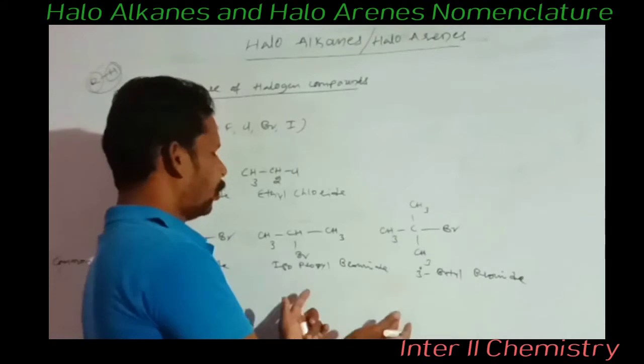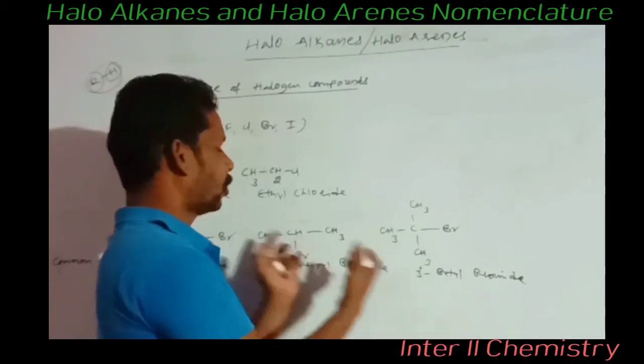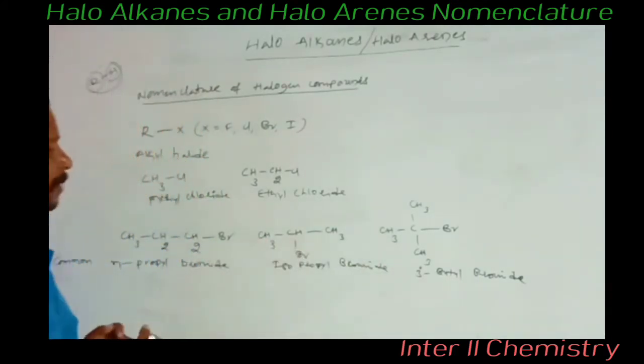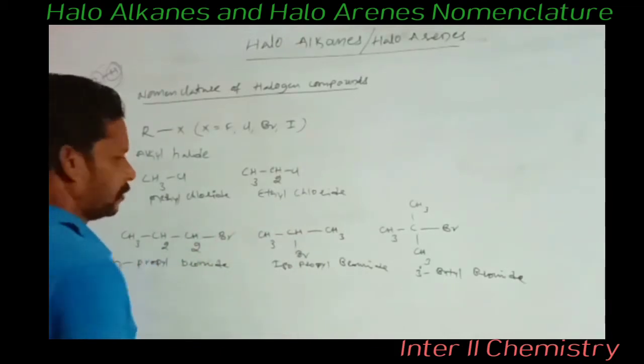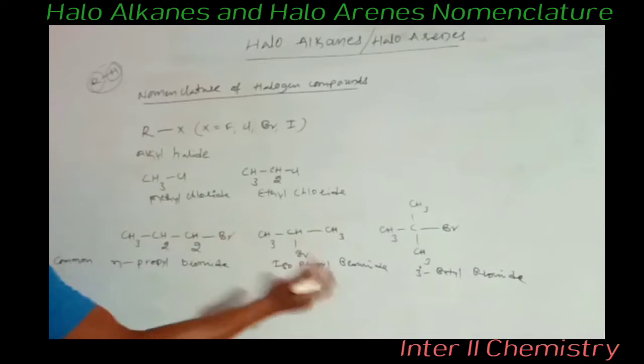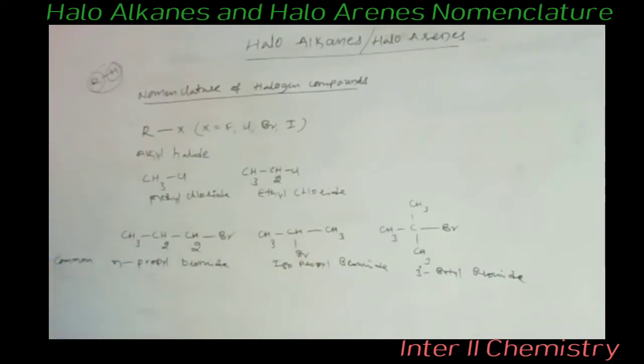But there is no tertiary propyl bromide, because it contains only three carbons. We can write up to a secondary carbon only; we can't write a tertiary carbon. That's why we can't give any tertiary propyl bromide. So this is the common name.